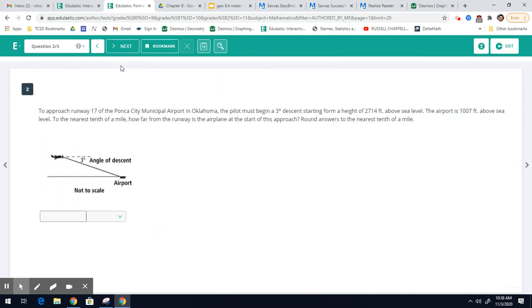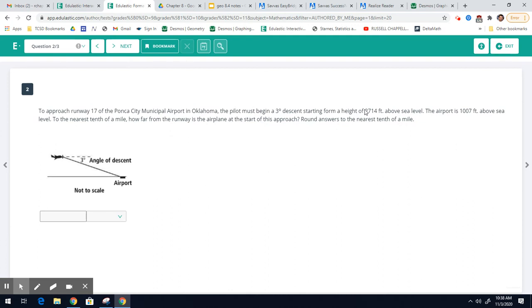Okay, next problem. All right, it says to approach runway 17 at the Ponca City Municipal Airport in Oklahoma, the pilot must begin at a 3-degree descent, starting from a height of 2,714 feet above sea level. The airport is 1,007 feet above sea level. To the nearest tenth of a mile, how far from the runway is the airplane at the start of its approach? Round answers to the nearest tenth of a mile.